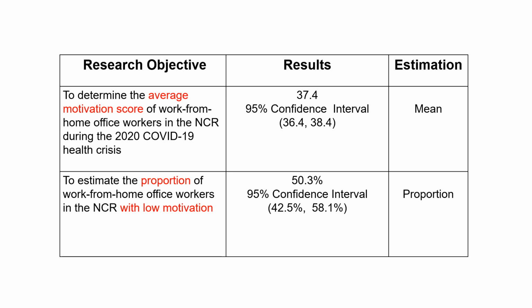These are examples of estimating a population mean, which is the motivation score of work from home office workers in the National Capital Region during the 2020 COVID-19 health crisis, and estimating a population proportion, which is the proportion of work from home office workers with low motivation. The single number represents the point estimate, and the two numbers represent the lower and upper limit of the interval estimates.